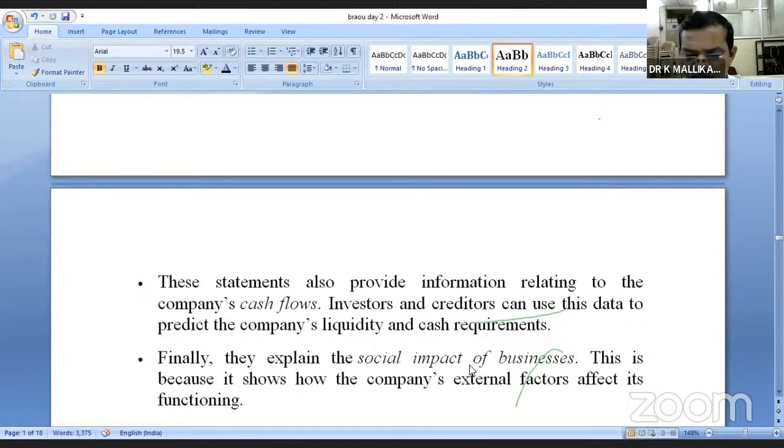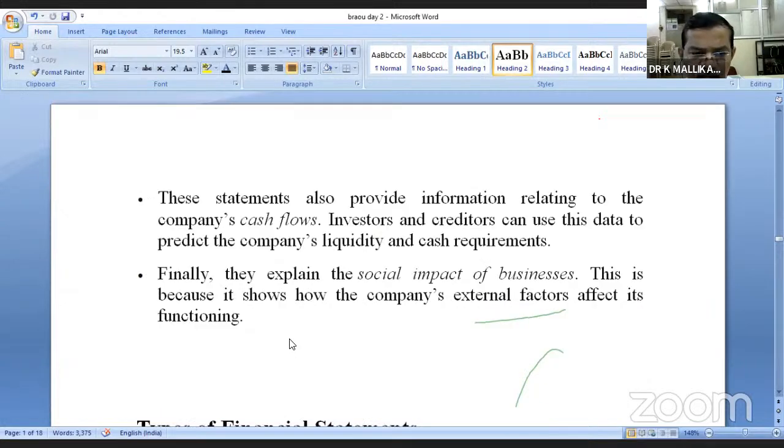The financial statements also provide cash flows. So what are the company's cash inflows and cash outflows? Is the company able to pay, does it have a sufficient liquidity position or not? If the cash flows are good, the company is able to meet all its expenses, meaning the company has an optimum level of liquidity position. Or the company faces problems, as most MSME companies suffered liquidity problems in the pandemic period.